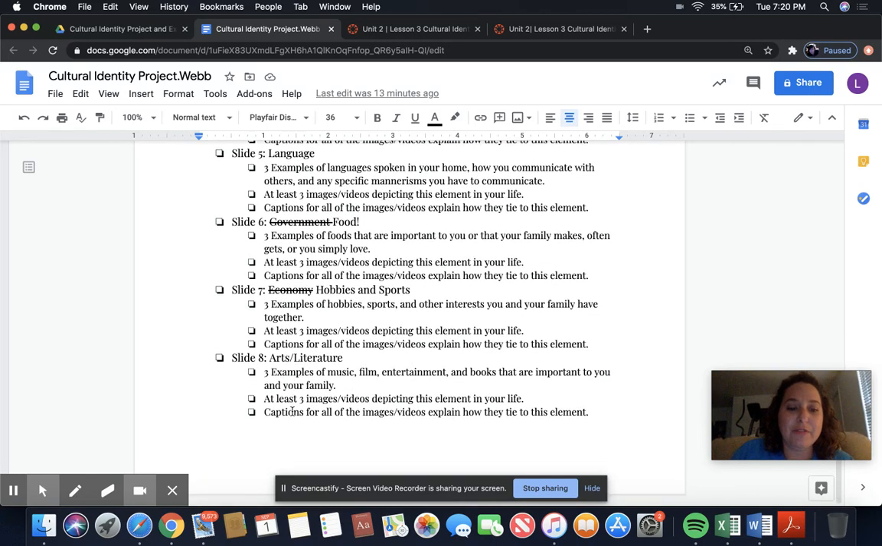So slide 7, if you look, it's going to say economy. And again, I have that scratched out and I've replaced it with hobbies and sports. And this is an opportunity for you to tell me what you enjoy doing. So what sports do you play? What hobbies do you have? What other interests have intrigued you or your family? And then again, I need those 3 images and 3 videos and those text boxes that really explain how this element is in your life.